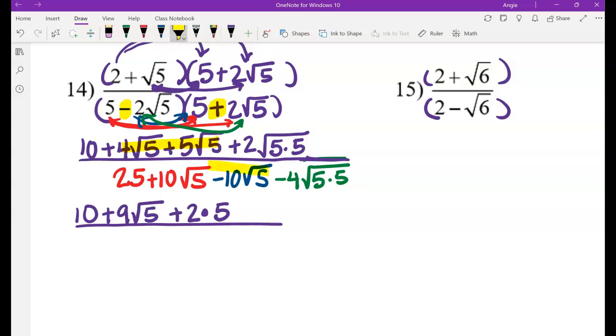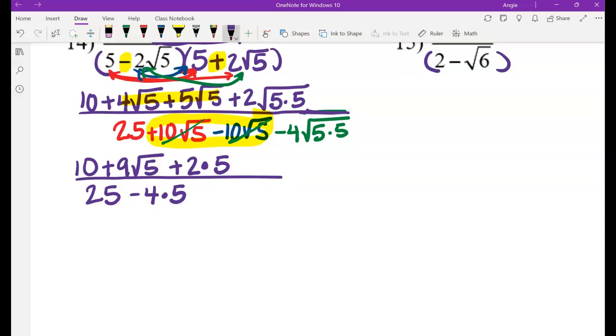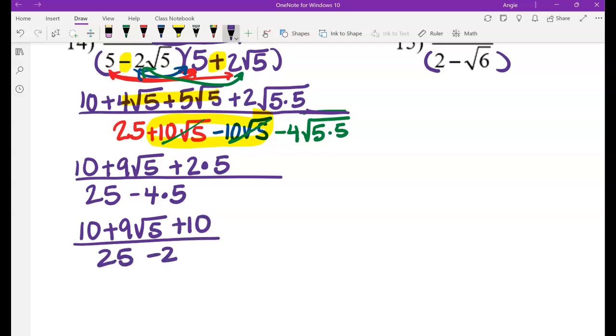Now, check this out, guys. These two, the middle, and you see they're opposite, so they are going to be gone, okay? So that's going to leave us 25 minus 4. Well, students, rad 5 times 5 is 4 times 5, okay? So let's simplify some more. We are going to say 10 plus 9 rad 5 plus 10 all over 25 minus 20.